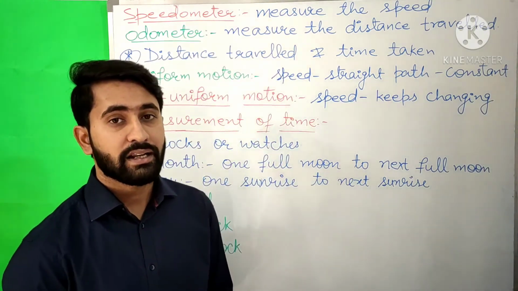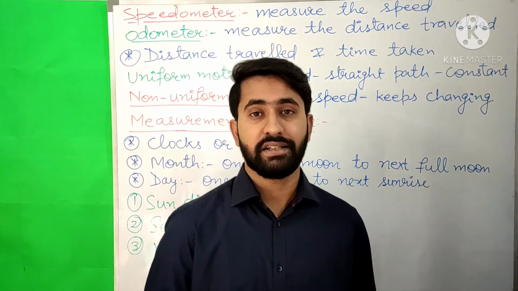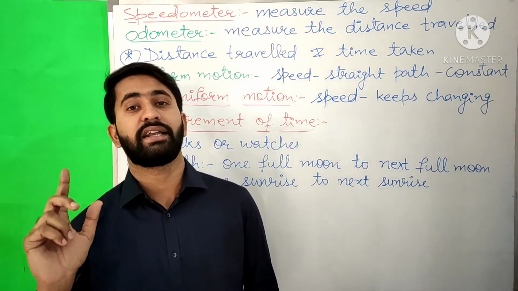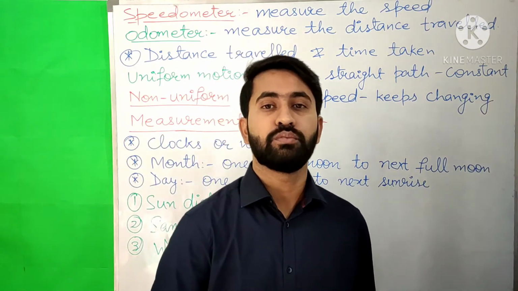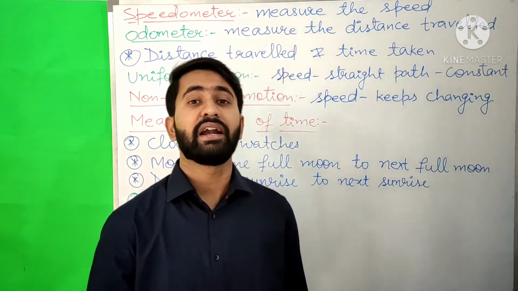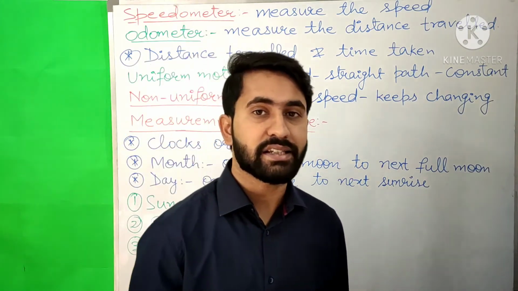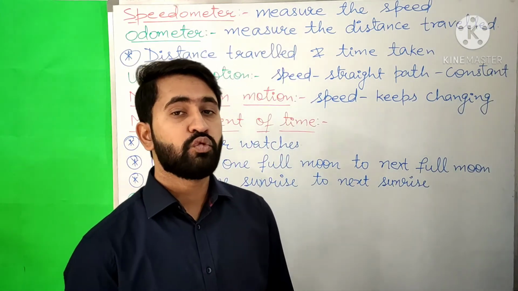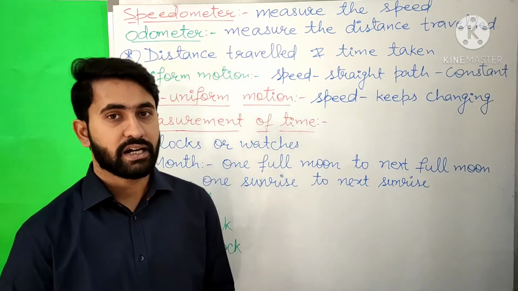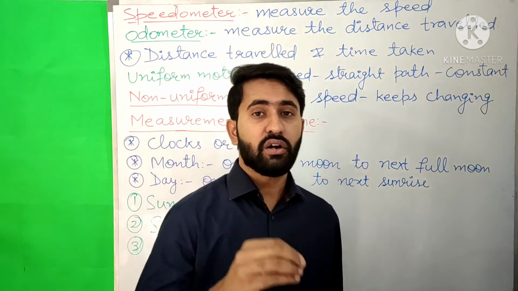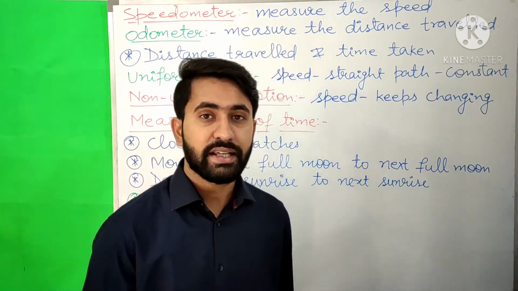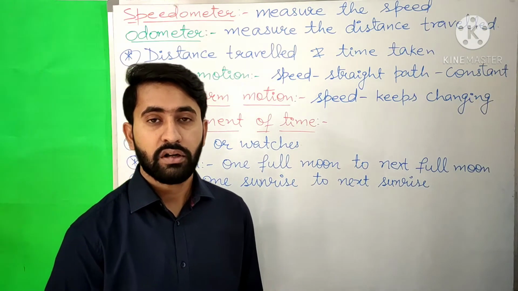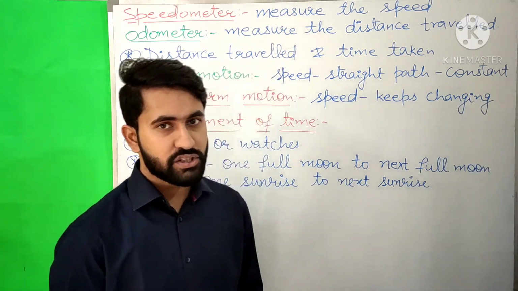We know that the sun rises in the east, and during the daytime it appears to move in the sky and finally it sets in the west. Due to the movement of the sun in the sky, the position of the shadow of a vertical object on the ground also keeps on changing.